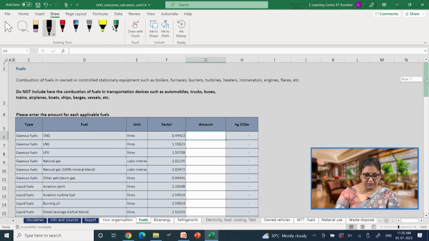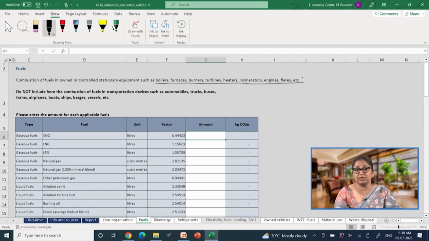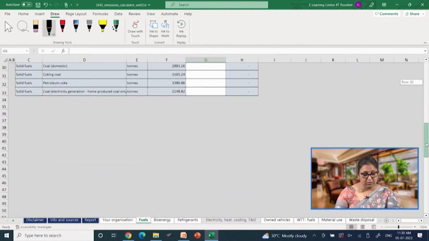But the first thing that we are accounting for here is the fuel that is used specifically in owned or controlled stationary equipment. So, we are not talking about the combustion of fuels in transportation devices, because that is mobile combustion, while this is stationary combustion. Here we are talking about stationary equipment such as boilers, furnaces, burners, turbines, heaters, incinerators, etc., which means that it is going to go in scope 1. So, the fuels that are going to be used in such stationary equipment are what we have to report here.